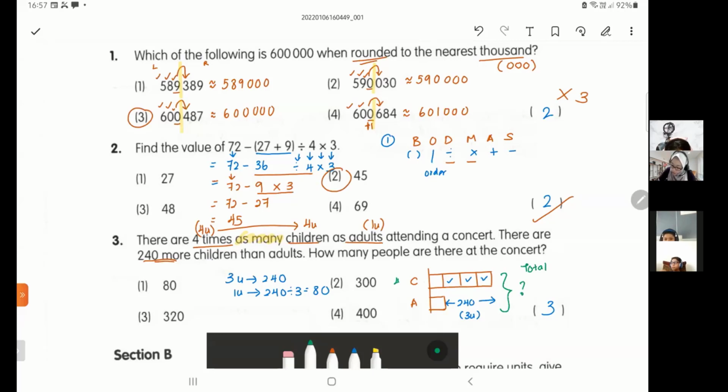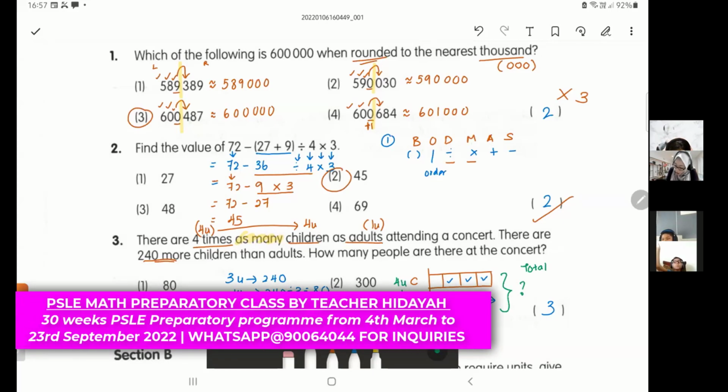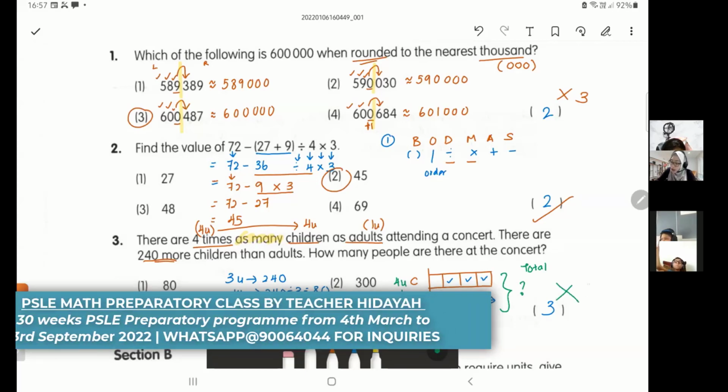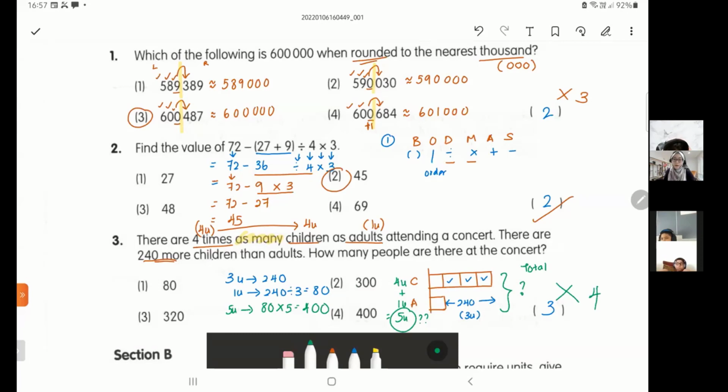The total, which is how many units? The children, I have 4 units. The adult, I have 1 unit. Total, I want to find is 5 units. This is what I want to find. 5 units will be 80 times 5 equals 400. So not option number 3, but the answer is option number 4. Okay.